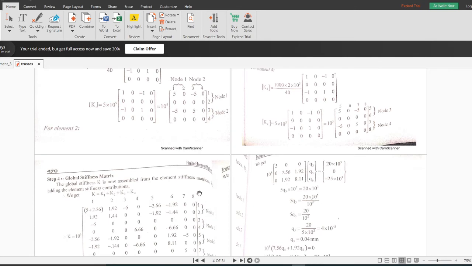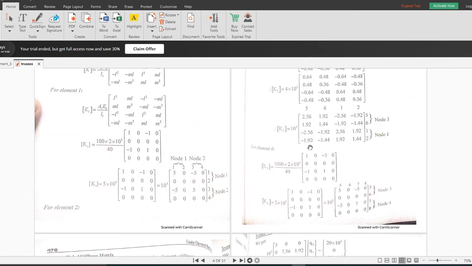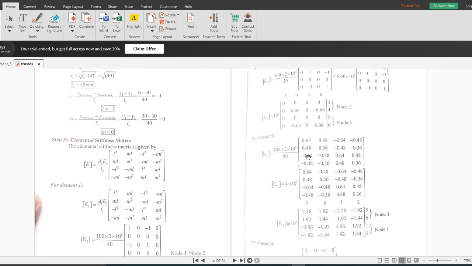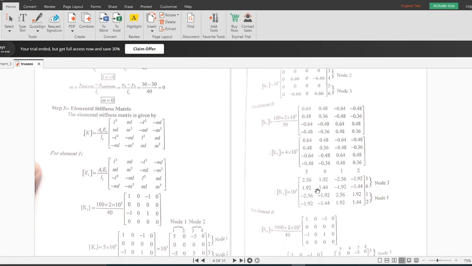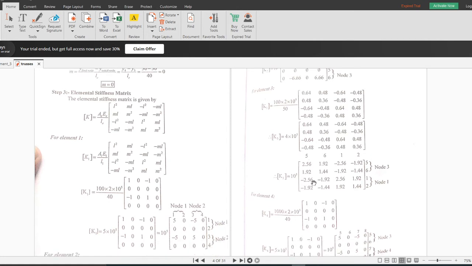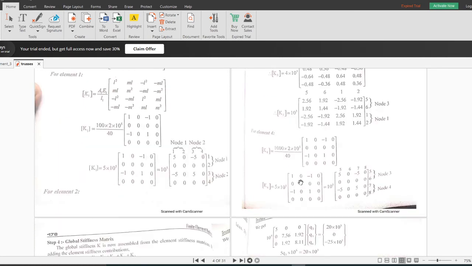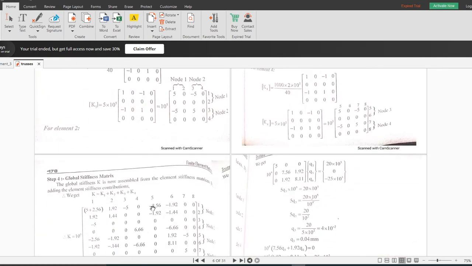Next 5 1 combination. Yes, 5 1 I think is here in the K2 matrix. K2 5 1, no 5 1 here. Yeah, 5 1 is there in the K3 matrix. What is the value here? Minus 2.56. That's all.